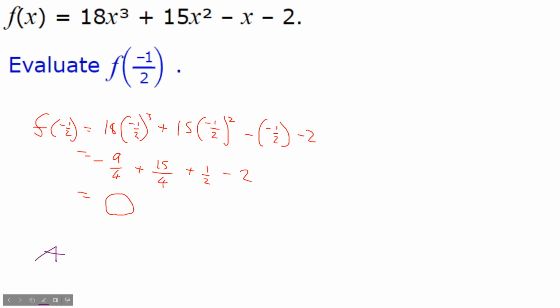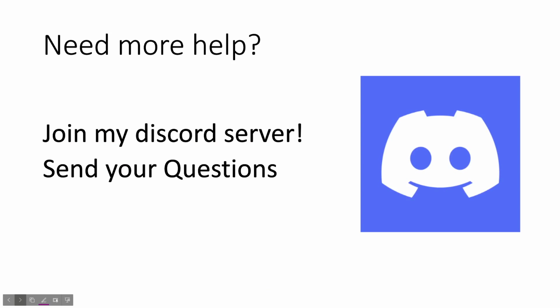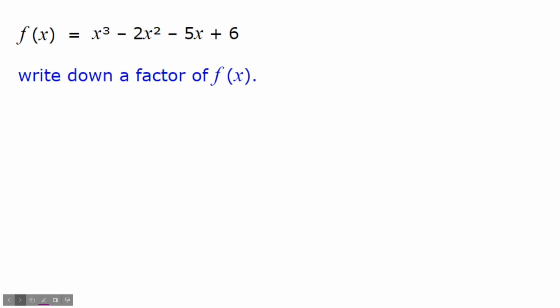And so what we can say is that, even though the question doesn't ask us for it, a factor is x plus a half. Or if you want to, you can also say it's 2x plus 1. Right, that's also correct. We'll look at this in a little bit more detail in a few lessons' time. But I thought I'd just mention it now so that it makes sense. Okay, if that didn't make sense to you though, join my Discord server and send me whatever questions you want and we can help.